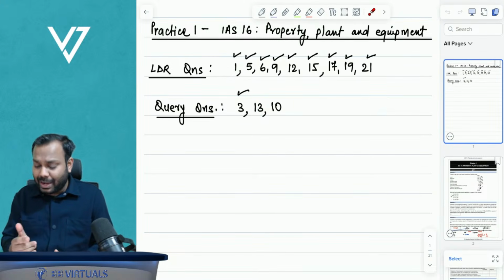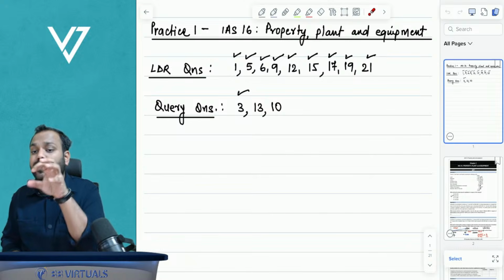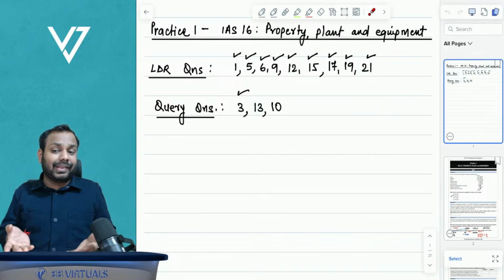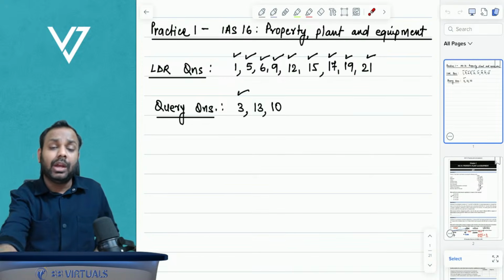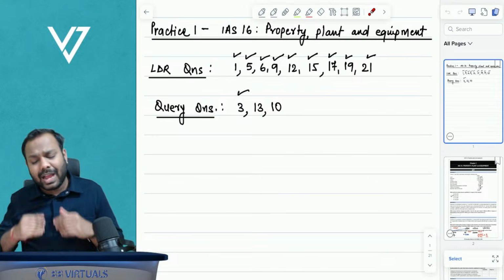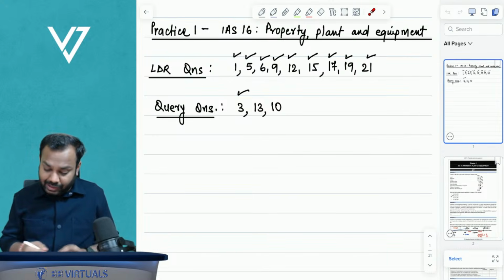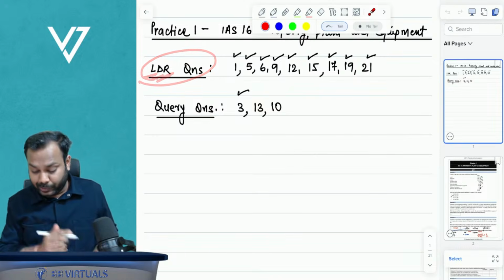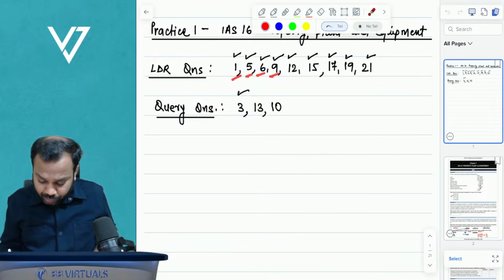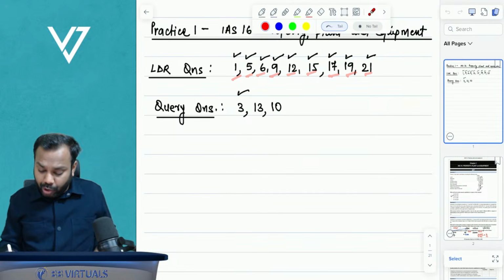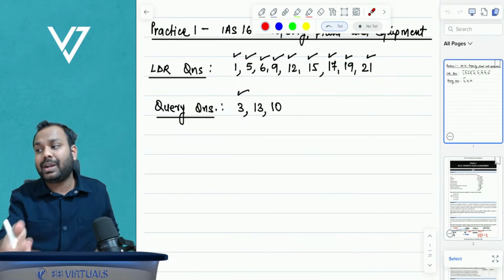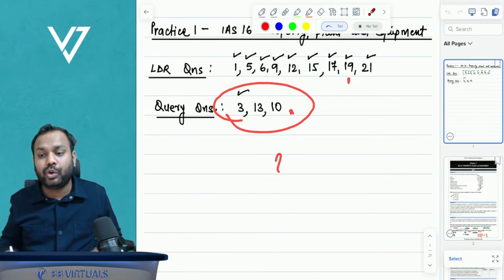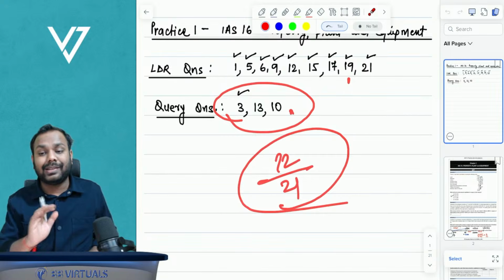And in the meantime, I will also identify a few questions out of these 21, which I will discuss irrespective of whether you have a query or not. I will definitely discuss those questions. And these are those questions. LDR means last day revision questions. How many questions? 1, 2, 3, 4, 5, 6, 7, 8, 9. So out of 21, 9 questions I'll definitely discuss. Then 3 questions came as a query. So 9 plus 3, 12 questions out of 21 are discussed in the class.